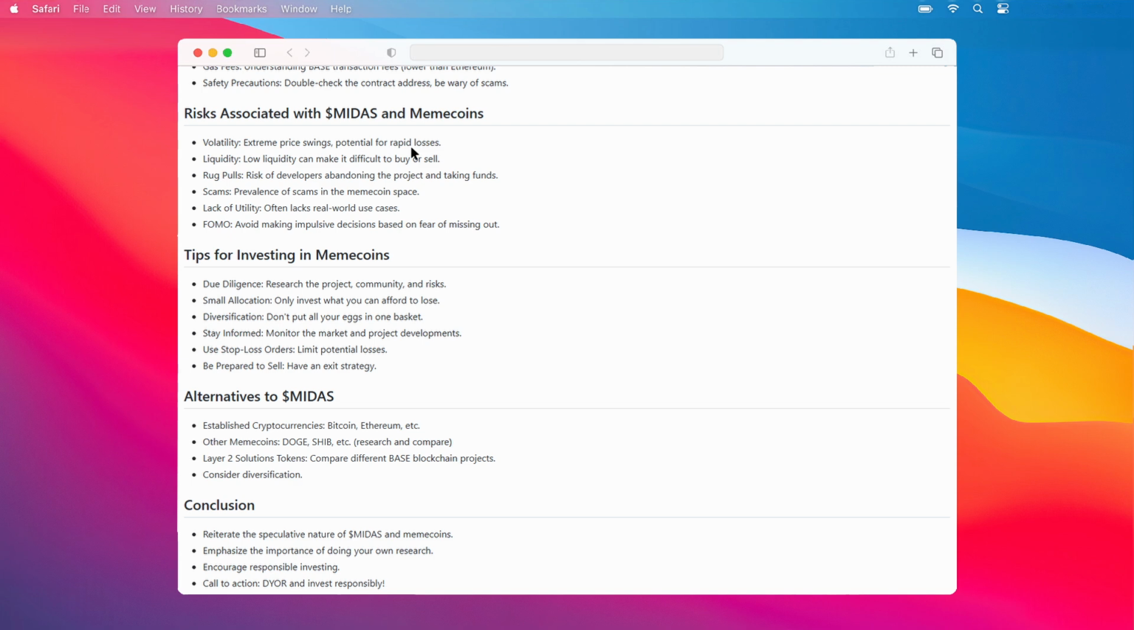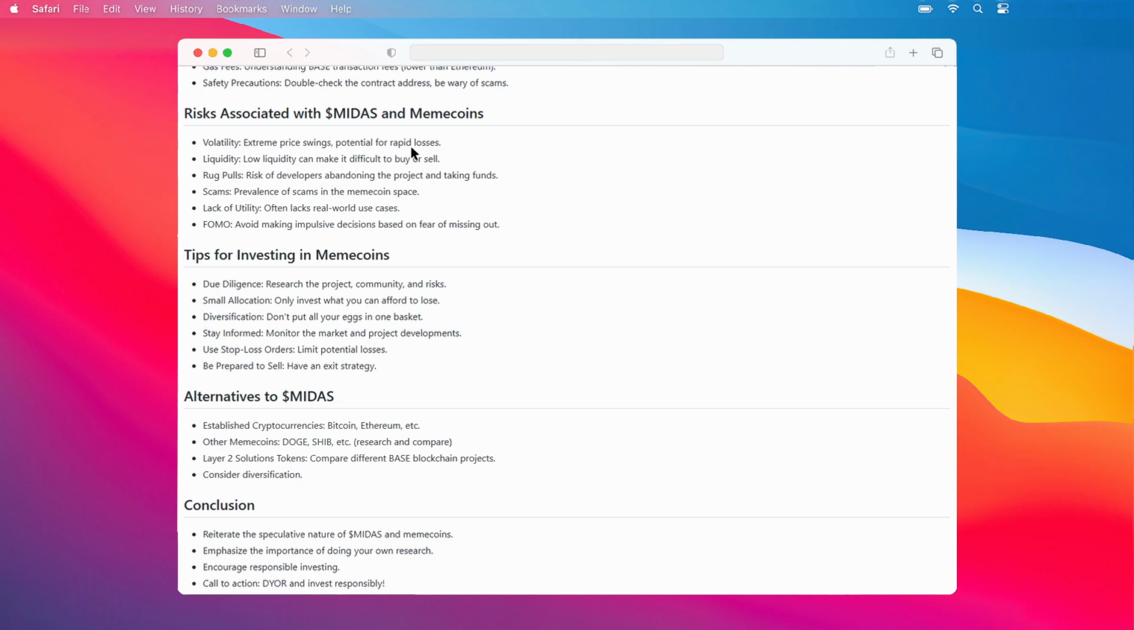Considering alternatives to $Midas might be prudent. Explore established cryptocurrencies, like Bitcoin and Ethereum. Research other memecoins, like Doge and SHIB, comparing their strengths and weaknesses, and consider different Base blockchain projects, emphasizing diversification as a strategy.